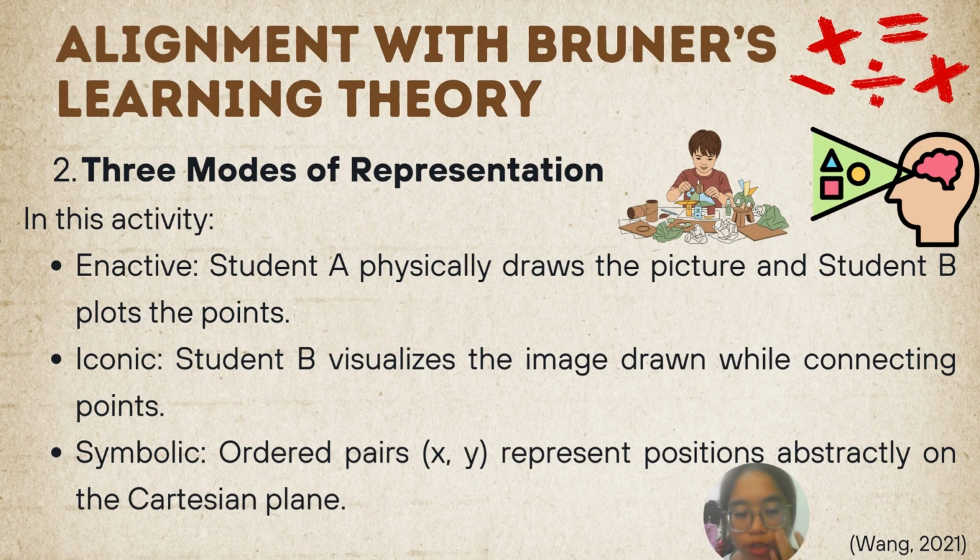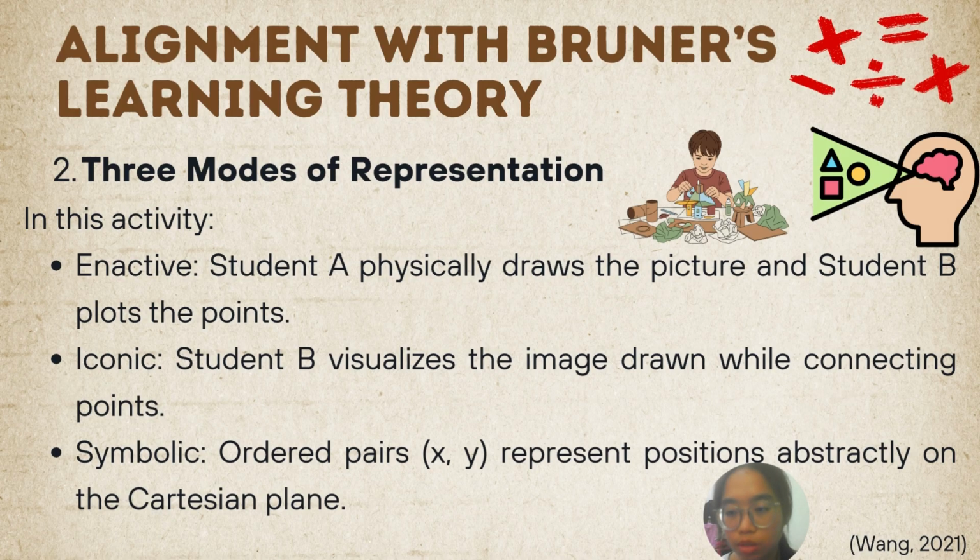The second one is the three modes of representation, which also means concrete to abstract representation. We already know that Bruner proposed three modes of representation, which are enactive, iconic, and symbolic. In this activity, students draw and physically plot points, which refers to enactive learning. And for iconic, student B visualizes the emerging shape while connecting the plotted points.